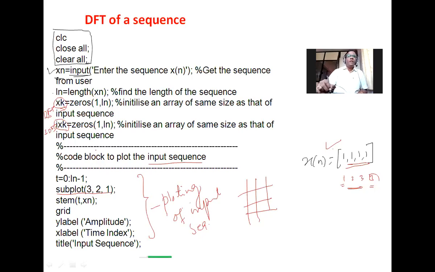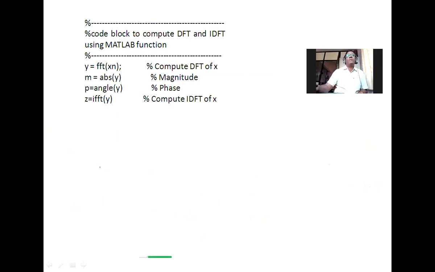Okay. Now once you plot the input sequence, then we will write the method code for finding the IDFT. That is, sorry, first we are finding the DFT, and then we are finding the IDFT. Here y equals to FFT. Here FFT stands for fast Fourier transform.